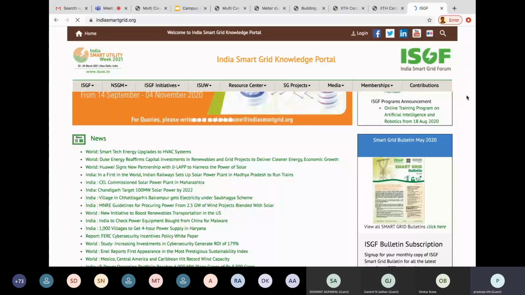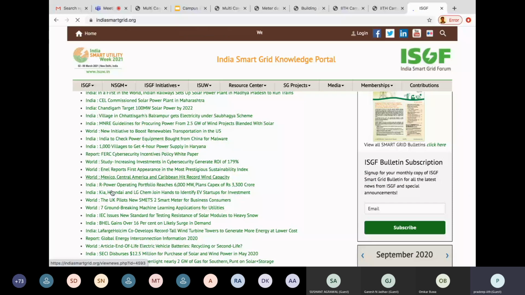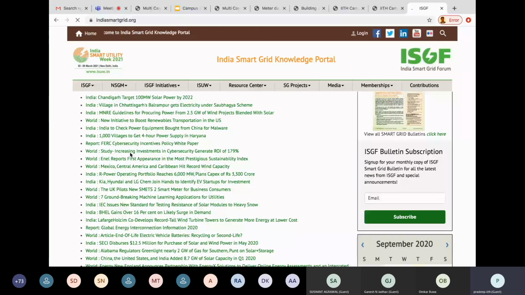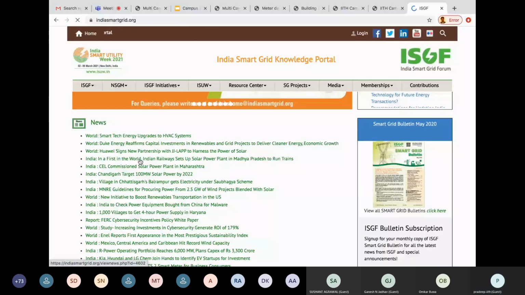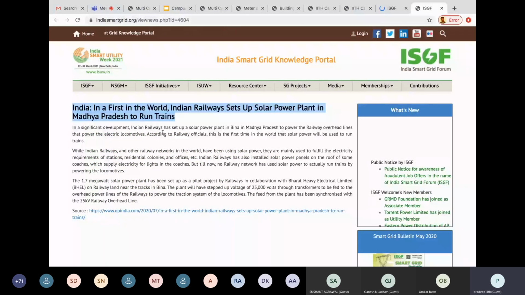From India, what is the news? From the world, what is the news? Each and every news item related to smart grids, anywhere in India or the world, they keep a small write-up on that. This is very useful for regularly getting updated. For example, here is a news item: Indian Railways set up a solar power plant in Madhya Pradesh to run trains. If you click, it will go to the main article also.